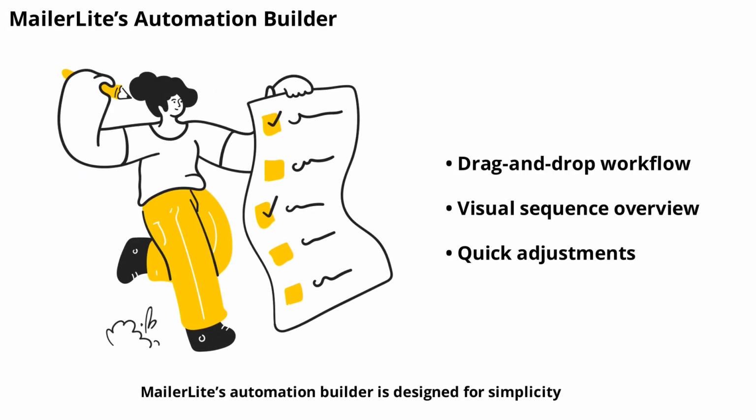MailerLite's automation builder is designed for simplicity. With its drag-and-drop workflow, you can set up sequences in minutes. You simply choose a trigger, such as a new subscriber, and then add actions like sending emails or waiting a certain number of days. The visual layout makes it easy to see the entire sequence at a glance, so you can make adjustments quickly. This approach is ideal for users who want to automate without getting bogged down in complex settings.